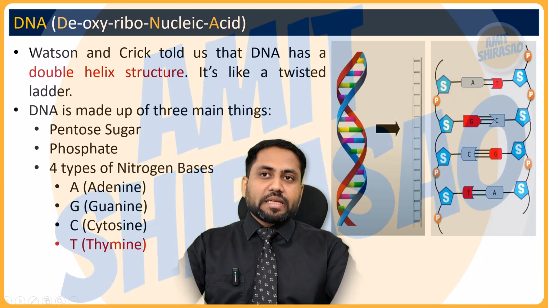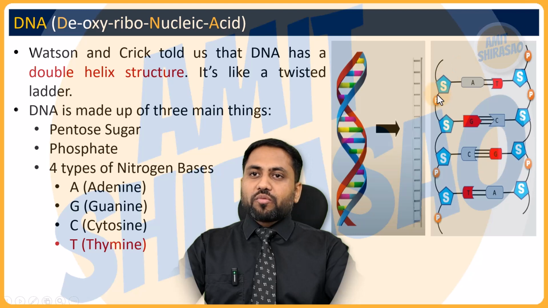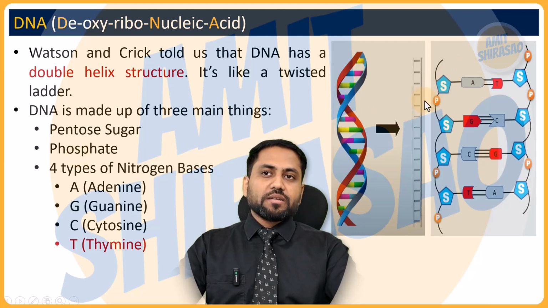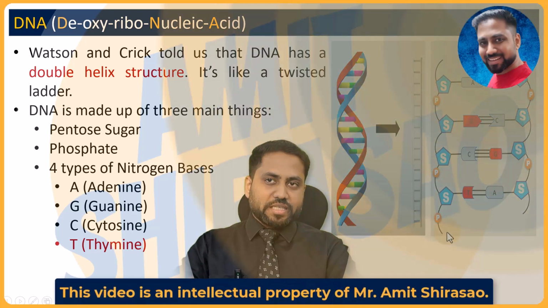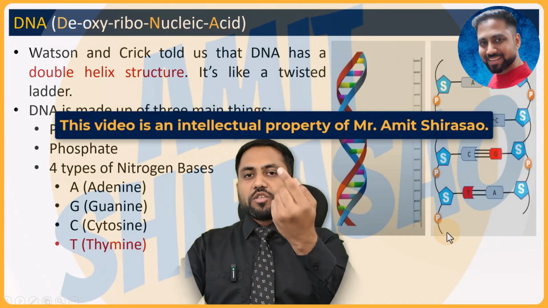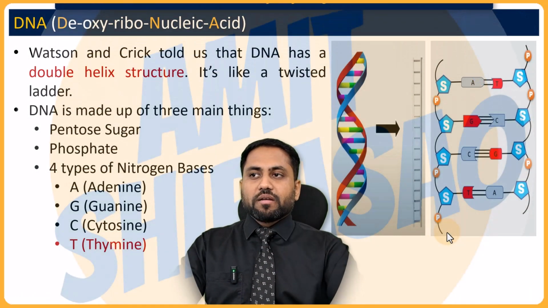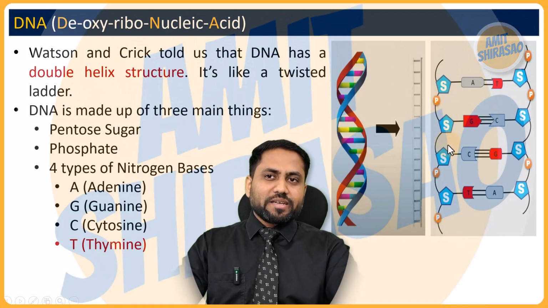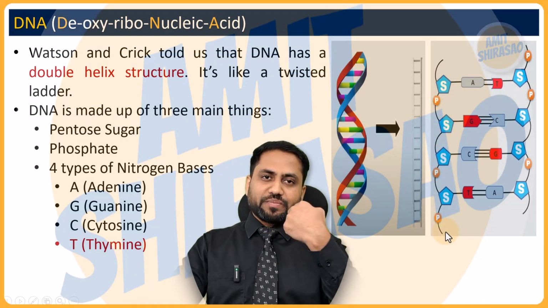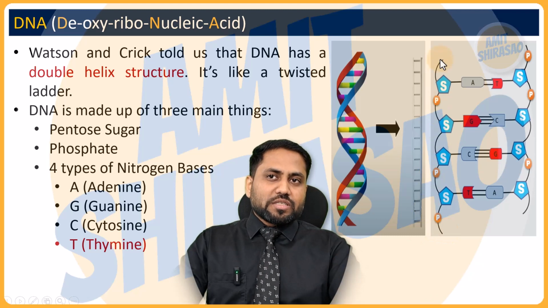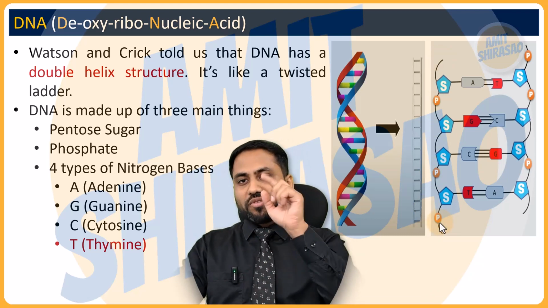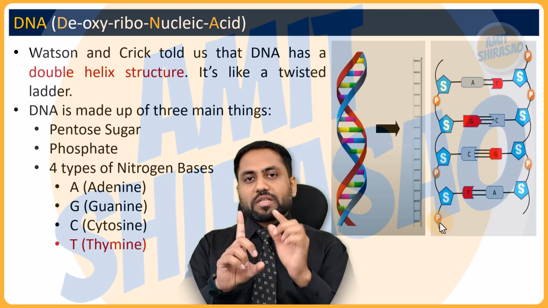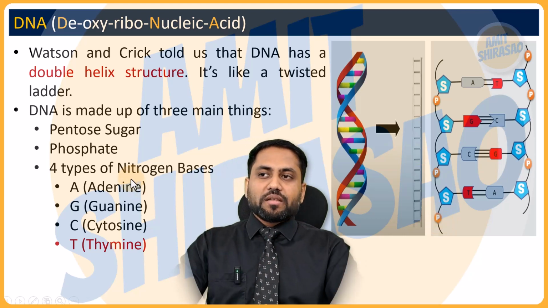Okay, and then pentose sugar along with this phosphate, they together form this kind of a helix. So one helix is made up of pentose sugar and phosphate connected in a series. Now this is also called the backbone of DNA, also called one helix of DNA. The two backbones are then connected using nitrogen bases.